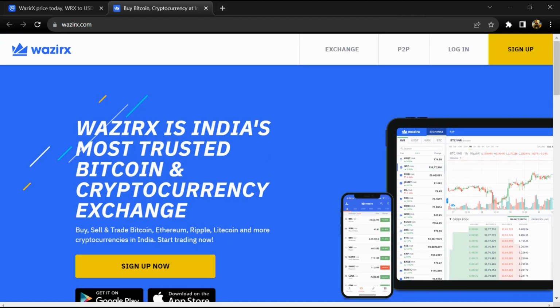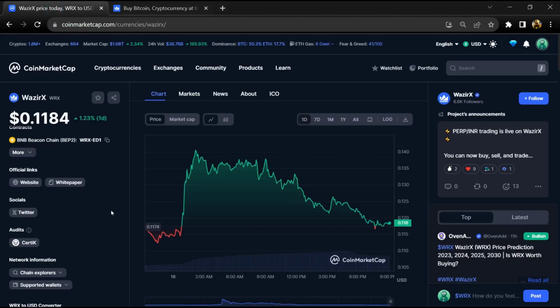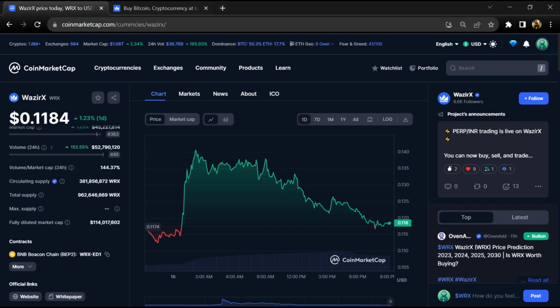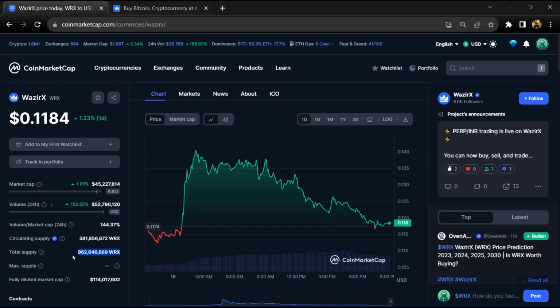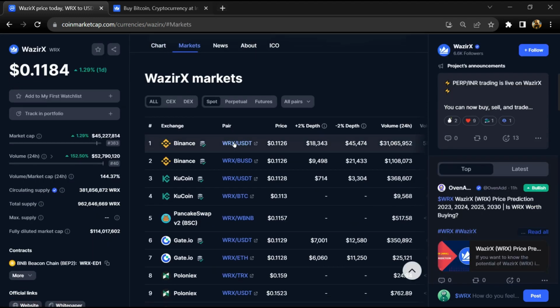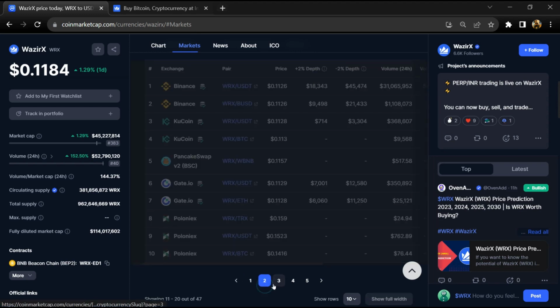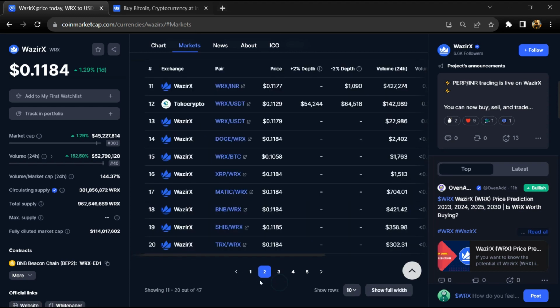WRX is backed by Indian entrepreneurs with 10 years of experience in building and scaling global products out of India. WRX token is audited by Certik. WRX token total supply is around 962 million and circulating supply is around 381 million WRX tokens. WRX token is listed on Binance, KuCoin, Gate.io and other exchanges.